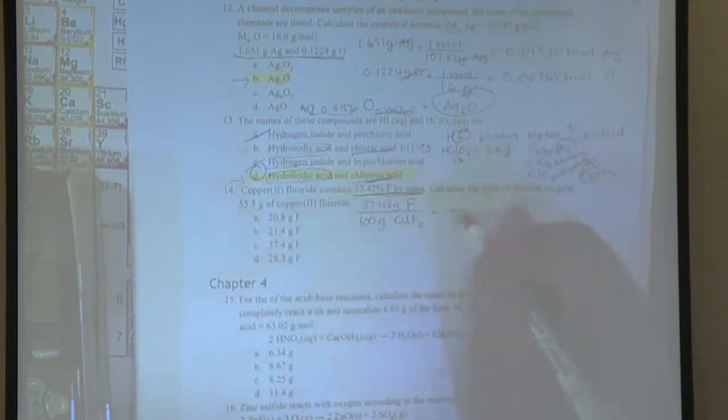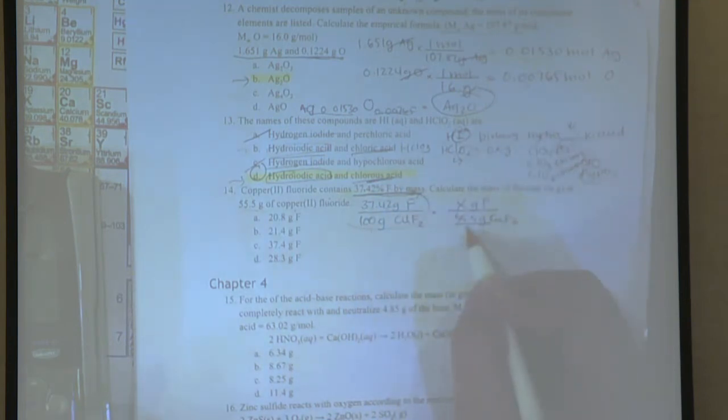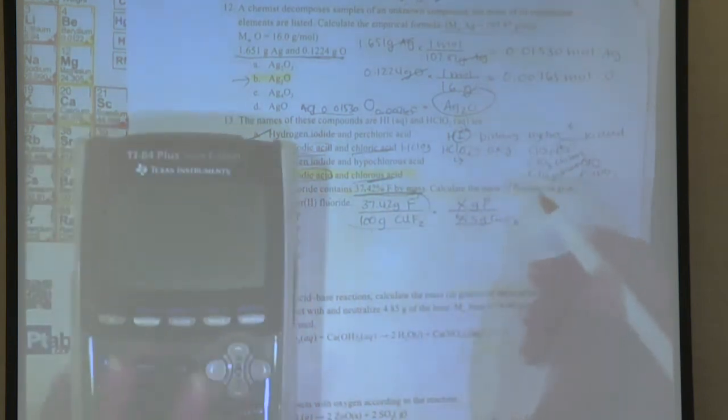So we take advantage of that by writing this kind of proportion out. Well, we don't have 100 grams of copper(II) fluoride. We have 55.5. So they're asking us to find how many grams of fluorine would be in this amount. Well, what we've just done is set up a proportion, right? So if for every 100 grams we have 37.42, then how many do we have in 55? So I'm just going to cross multiply and get my answer.